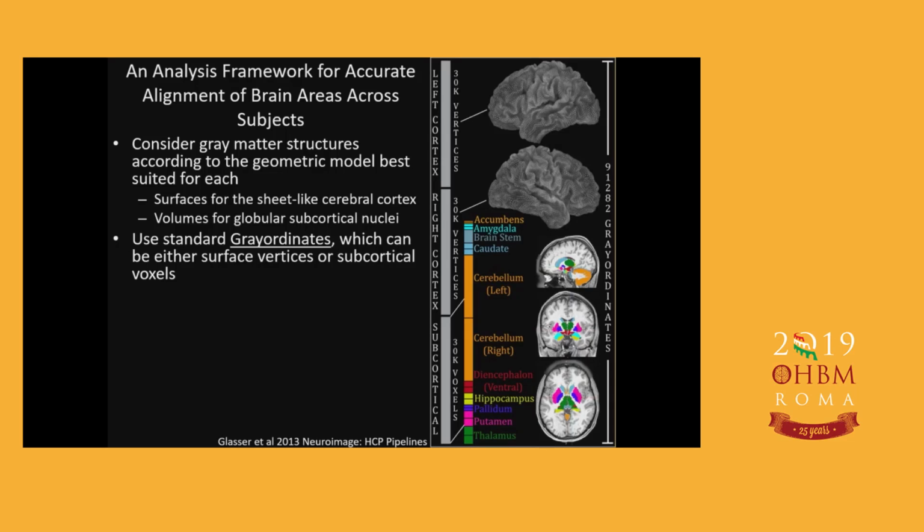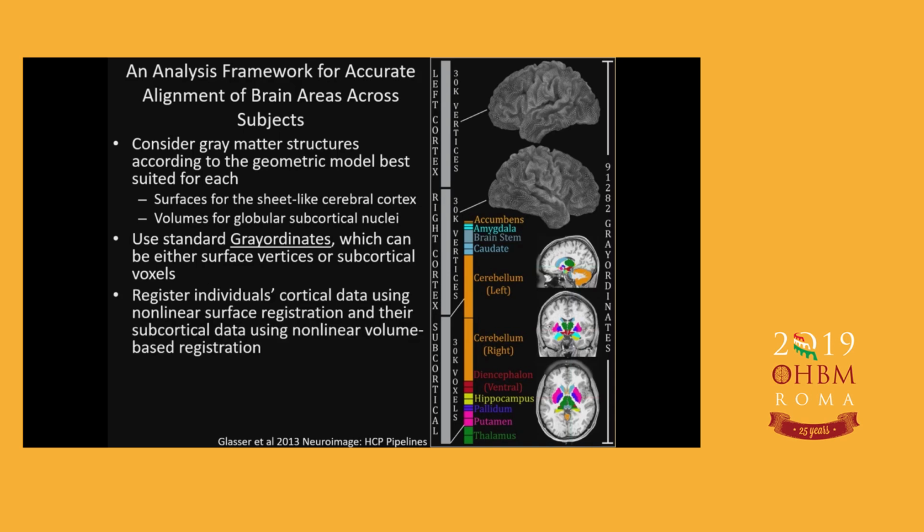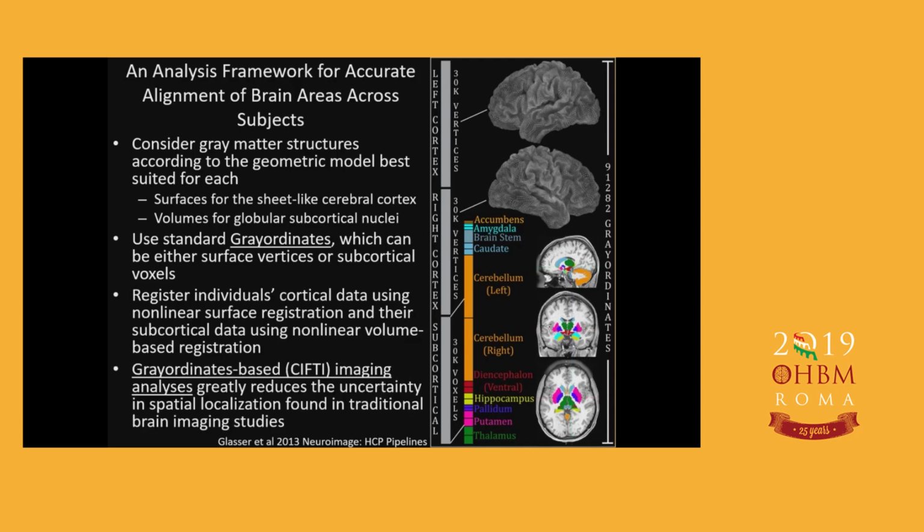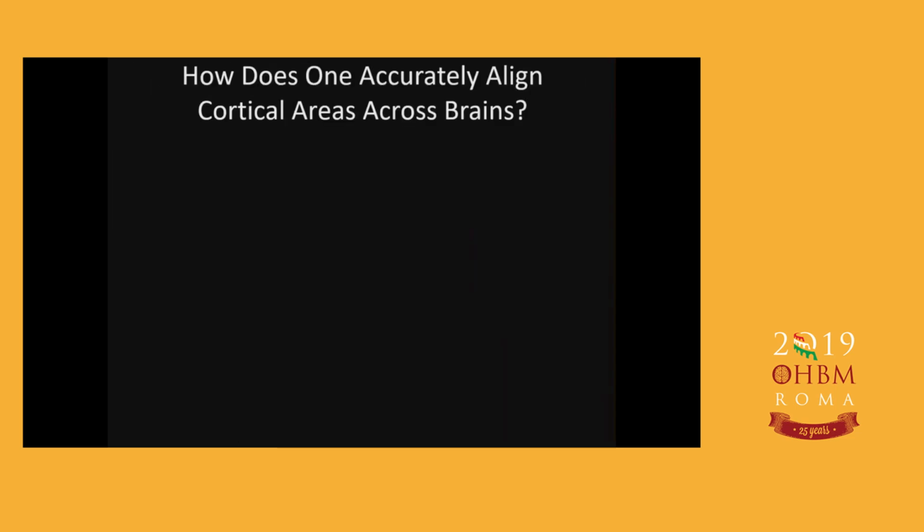And so we combine vertices and voxels into this term grayordinates here. So we have 30,000 left hemisphere surface vertices, another 30,000 for the right hemisphere surface vertices, and then another 30,000 voxels across 10 subcortical structures here, giving us a total of around 90,000 grayordinates. And we're going to register the individual's data on the surface using nonlinear surface registration, and in the volume using nonlinear volume-based registration. And grayordinate-based analysis, or CIFTI analysis, actually allows us to greatly reduce the uncertainty in spatial localization that's typically found in traditional brain imaging studies.